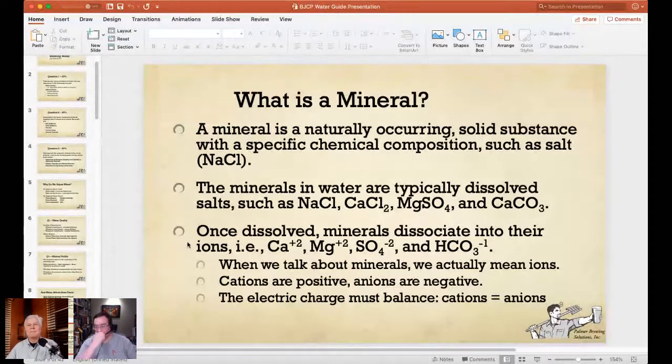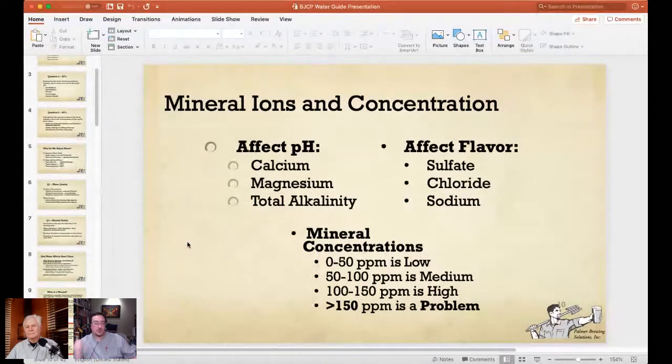Oh, good. Okay. So let's talk some about the different minerals. We have minerals in water that affect the pH, and those are calcium, magnesium, and the total alkalinity. Total alkalinity is actually a titration test where you measure the amount of acid needed to neutralize that alkalinity to a preset pH condition.